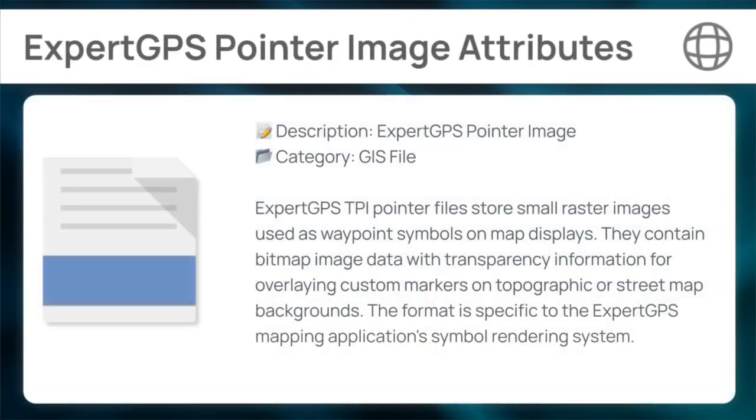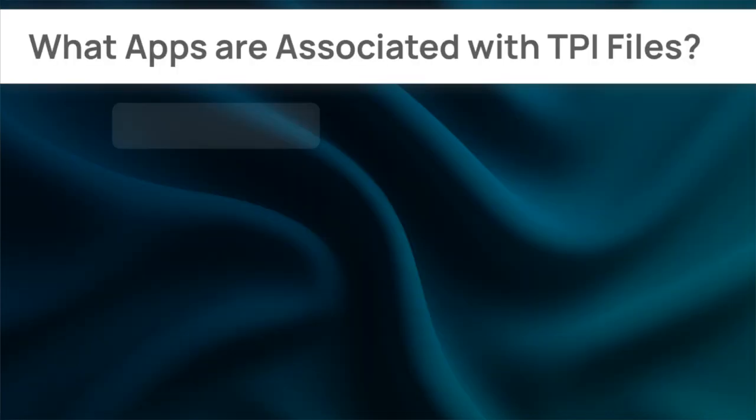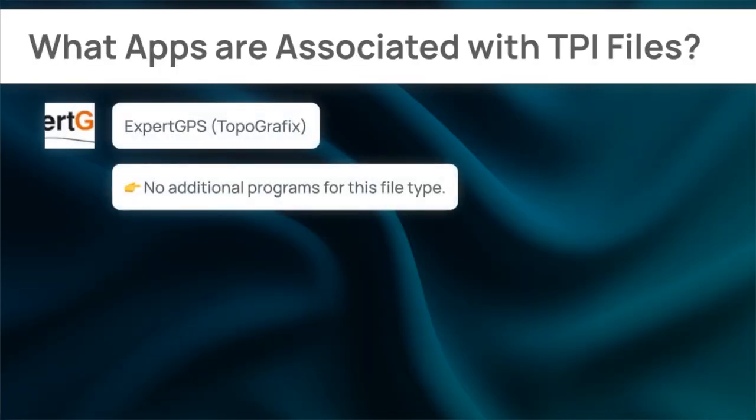ExpertGPS TPI pointer files store small raster images used as waypoint symbols on map displays. They contain bitmap image data with transparency information for overlaying custom markers on topographic or street map backgrounds. The format is specific to the ExpertGPS mapping application symbol rendering system. The native handling utility for TPI files is ExpertGPS by Topographics.